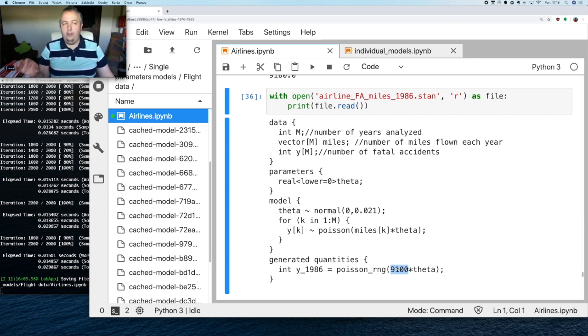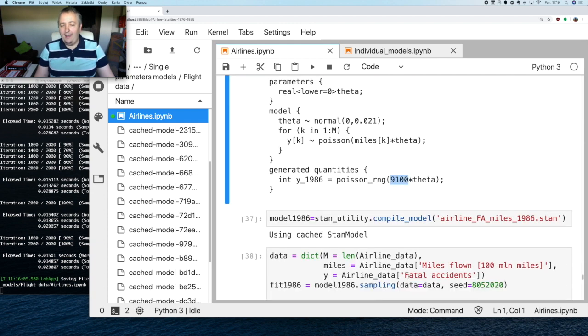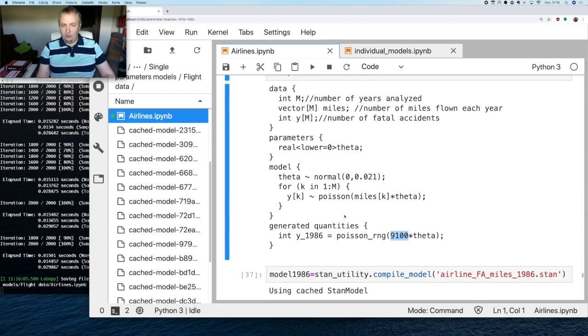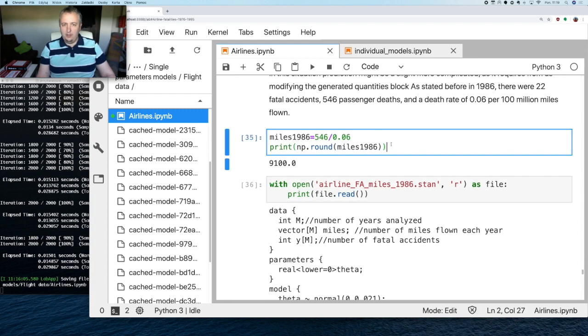We could do it multiple ways. We could even encode the prediction for 1986 as missing data, but then our model would stop being a one parameter model, and this is not what we wanted here. And we have created this new model.